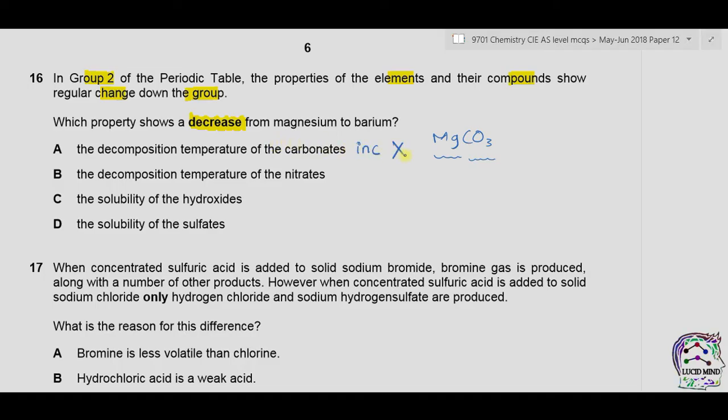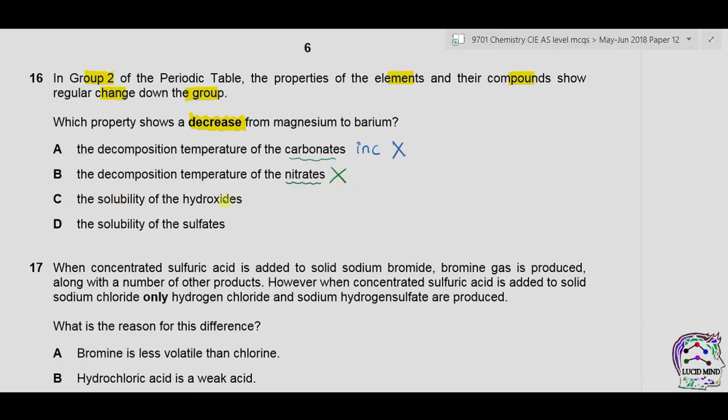So A is incorrect. B is the decomposition temperature of the nitrates. It is similar to carbonates because in nitrates also cations and anions are present and the size of the anion is quite large. So from magnesium nitrate to barium nitrate, the decomposition temperature will increase. This is because the size of the cation increases and the polarizing power of the cation decreases. So B is also incorrect.